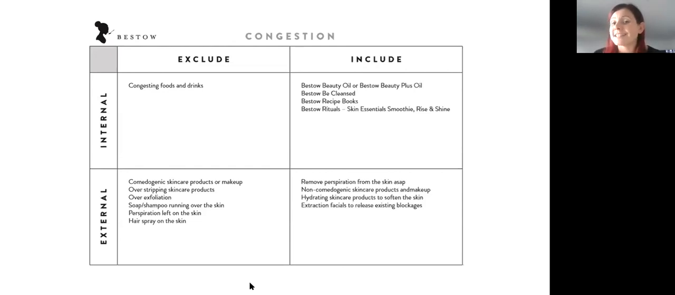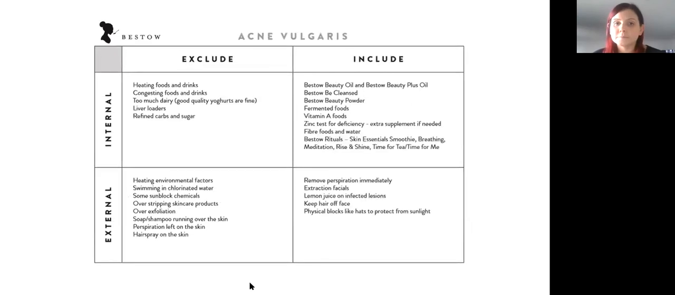Using non-comedogenic skincare products and makeup, which we're going to talk about. Hydrating skin products too, lots of water, and extraction facials to help release any blockages. For acne vulgaris, you can see here we not only need to eliminate congesting foods, but heating foods and liver loaders. So what are they?